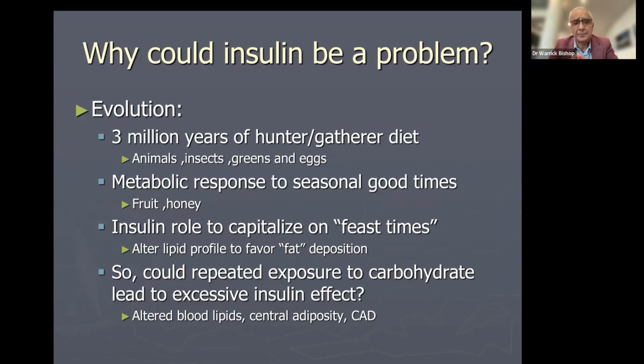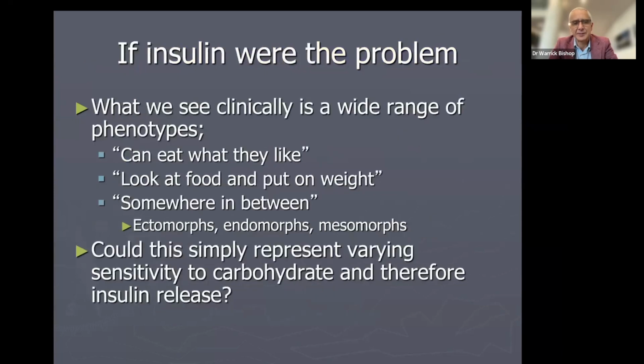Of course, from our evolutionary past, insulin was never set up to manage sugar. It happens to do that, but it was really set up to take advantage of seasonal good times so that our hunter-gatherer ancestors, if they did have an energy-rich opportunity for food consumption, that insulin would capitalize on those feast times. The problem is these days, we've got pantries and refrigerators.